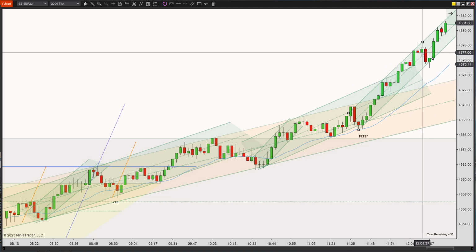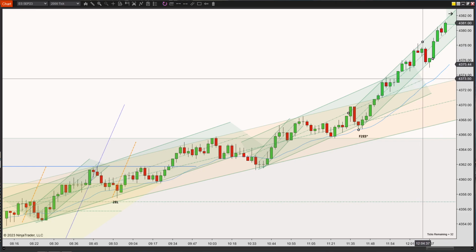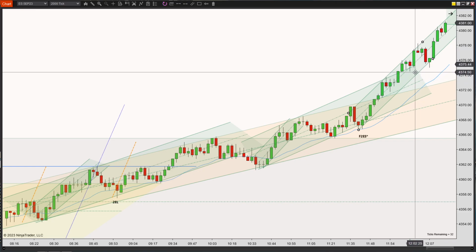So I definitely don't want to take a short thinking it's going to come back and touch it. And I definitely didn't want to take a long because it's so far from the EMA. I really needed a really strong setup to feel confident.